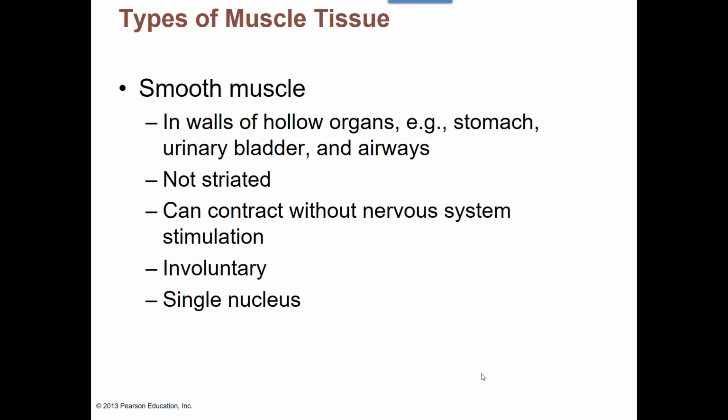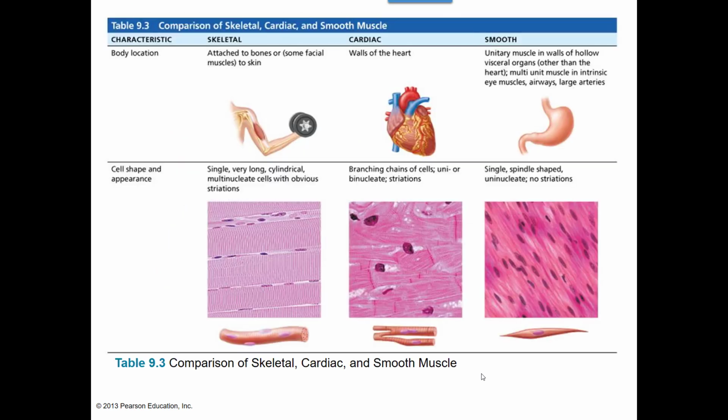It's not striated. It's kind of where we get the word smooth from. It's non-striped. It can contract without nervous system stimulation. We don't need our nervous system telling it to contract. It knows how to do it. It's involuntary. You have no control over it. And the cells only have one single nucleus. They're elongated cells, but they're not as long as the other ones. So this is just a nice little summary from your book, showing the difference.